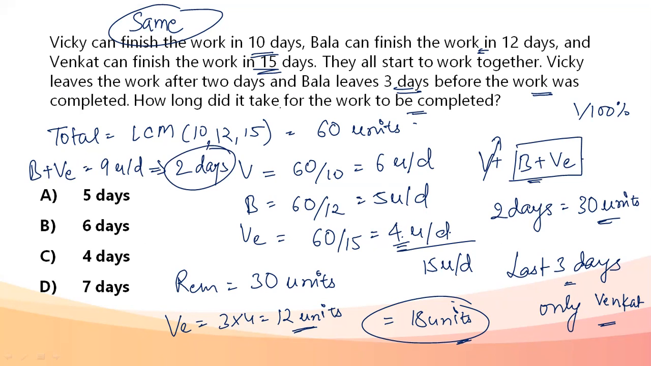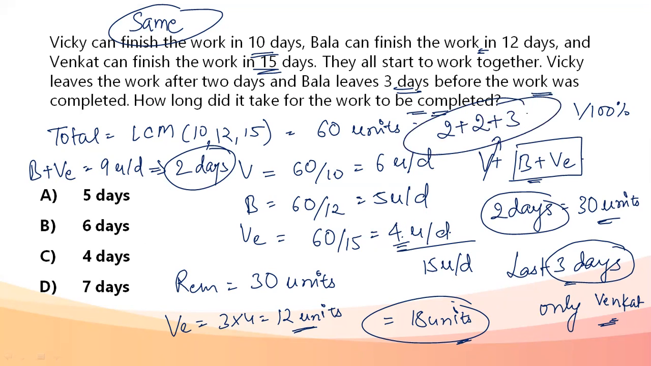Now, when would the work be completed? The work would be completed when the last person, Venkat, stops working. Venkat is working for 3 days, given in the question already. Bala and Venkat are working for 2 days. First, these people were working together for 2 days initially. The total time in which the work would be completed becomes 2 plus 2 plus 3, that is 7 days. Total time becomes 7 days.